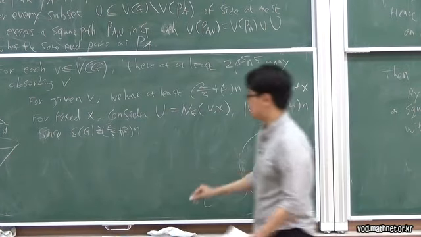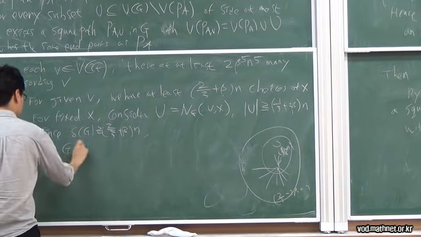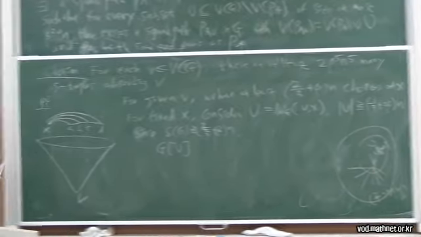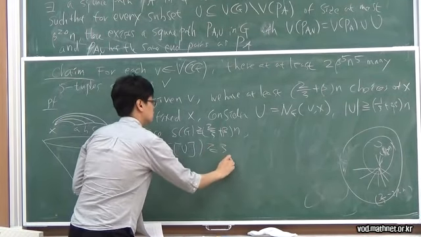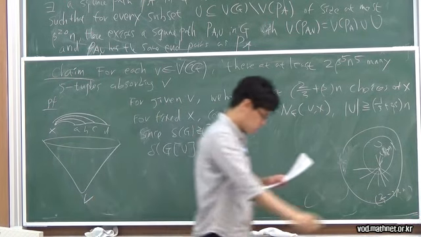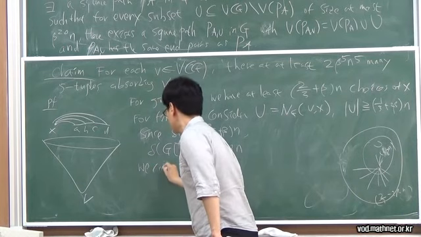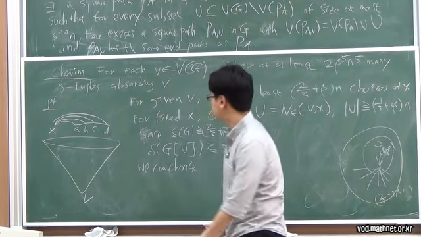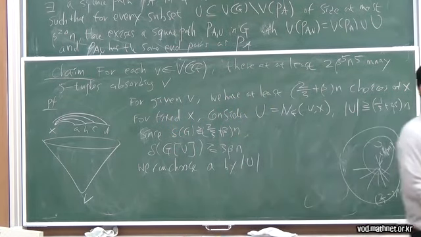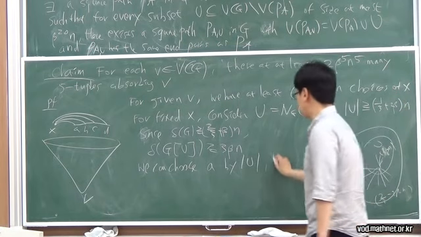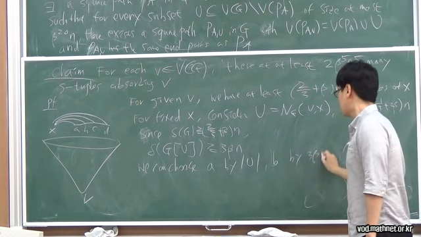So I'm just saying that we have this induced subgraph of G, induced by U, which has minimum degree at least 3 beta n. So we can choose A as any vertex in U, and then B as a neighbor of A, which has 3 beta n choices.